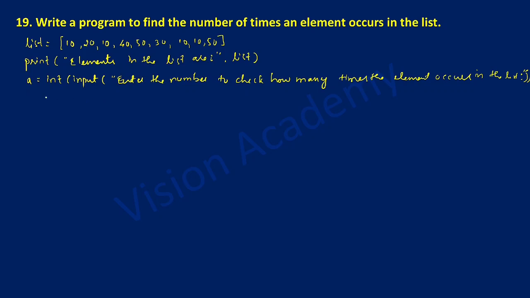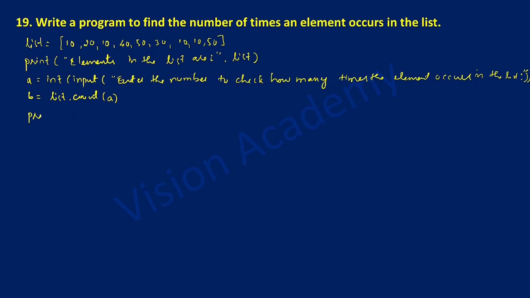So here I'm going to write one more variable. b is equal to, I'll use list dot count, a built-in function which is going to count how many times the entered number has appeared. That is, a I'm going to pass as argument to this particular function.